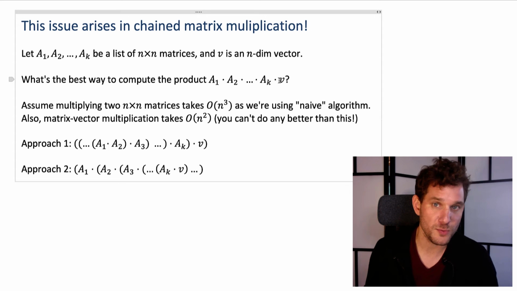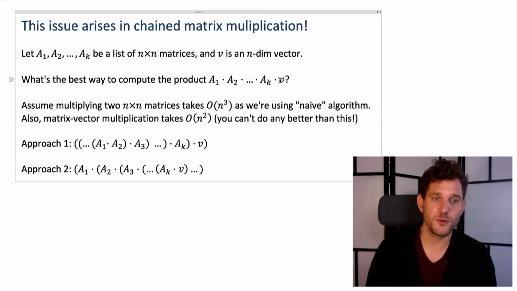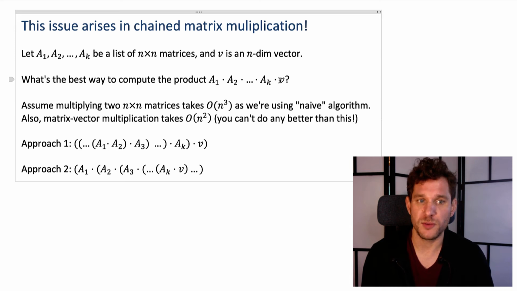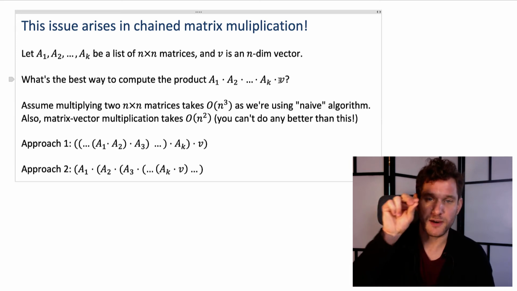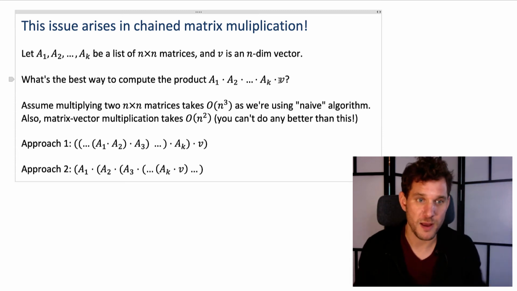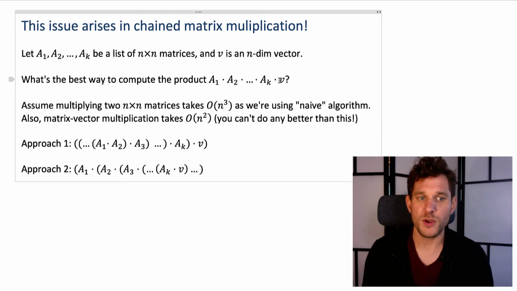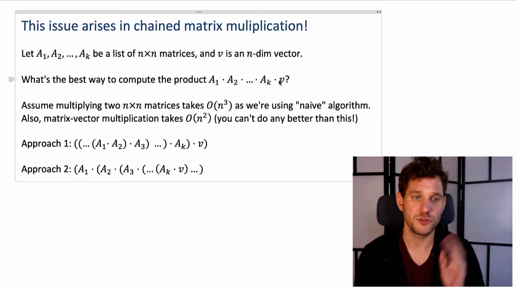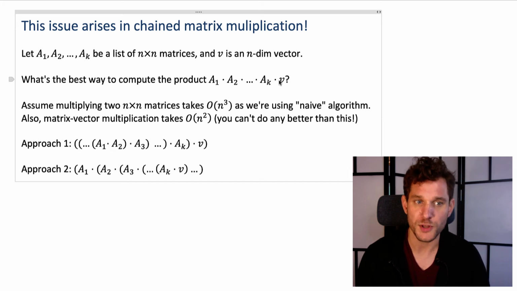Let's for now just assume you're using the naive algorithm for matrix multiplication. The naive algorithm is the one where you simply compute every entry in the final matrix as a dot product of the associated row and column of the 2 matrices being multiplied together. We showed in an earlier lecture that there's a better way to do this, something faster than O of n cubed, but for now just assume we're using the standard O of n cubed algorithm for multiplying 2 n by n matrices.